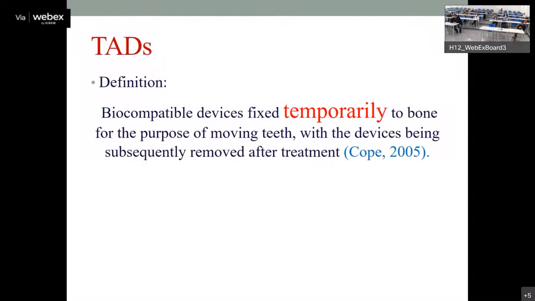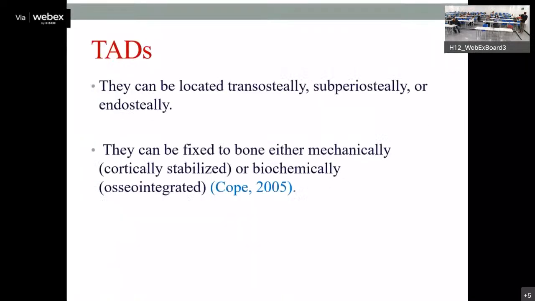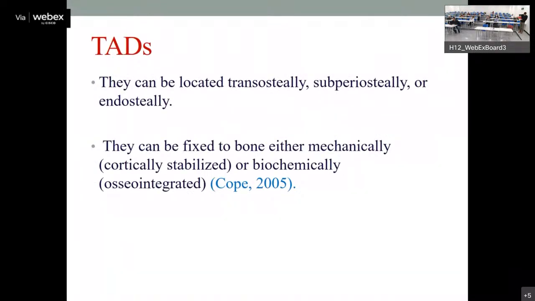These are biocompatible devices fixed temporarily to the bone for the purpose of moving teeth, with the devices being subsequently removed after treatment. You can remove them anytime during the treatment. That's why they are called temporary. You can insert them easily and remove them anytime during the treatment when you finish your desired treatment plan. So they can be located also transosteally, subperiosteally, or endosteally. They can be fixed to the bone either mechanically through cortical stabilization or biochemically through osseointegration, which is the concept of the conventional dental implant.